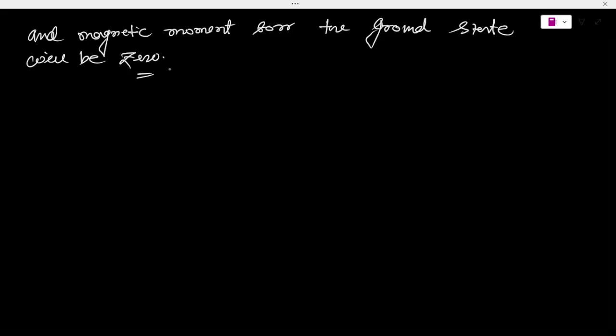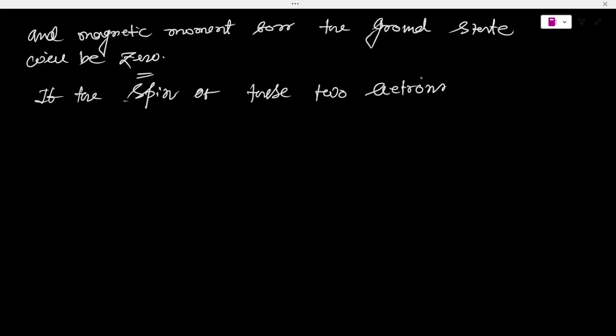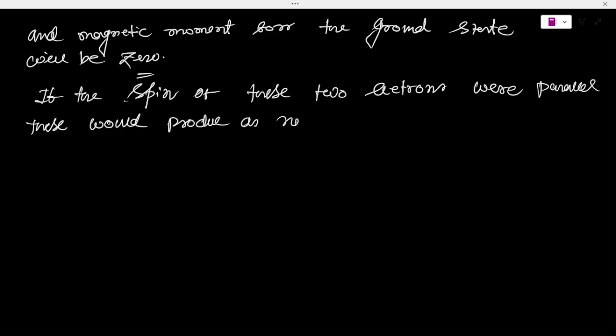The magnetic moment of the ground state will be 0, and by Pauli's exclusion principle, if the spins of these two electrons were parallel, this would produce a non-zero magnetic moment.